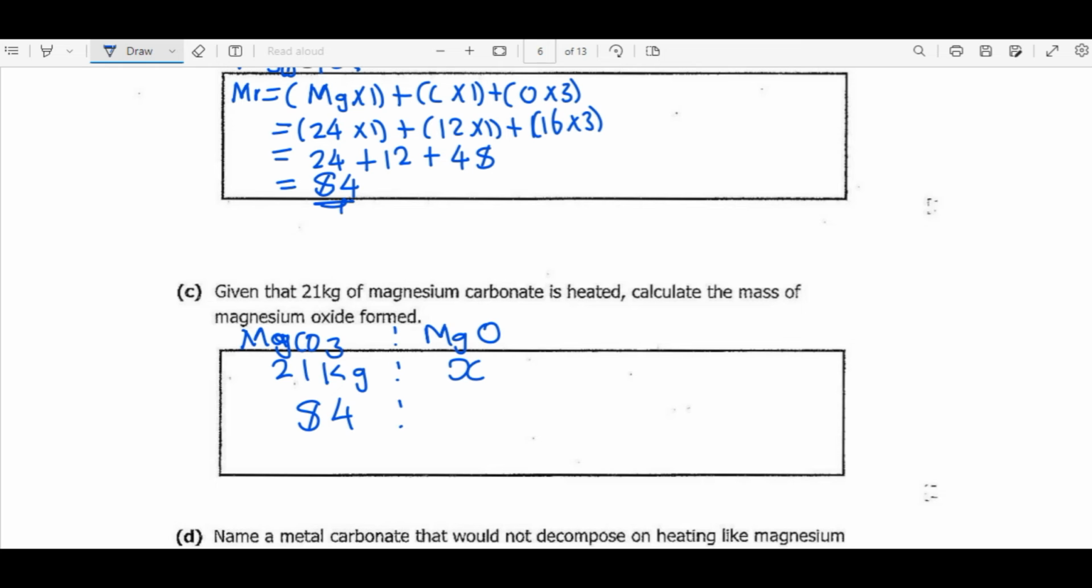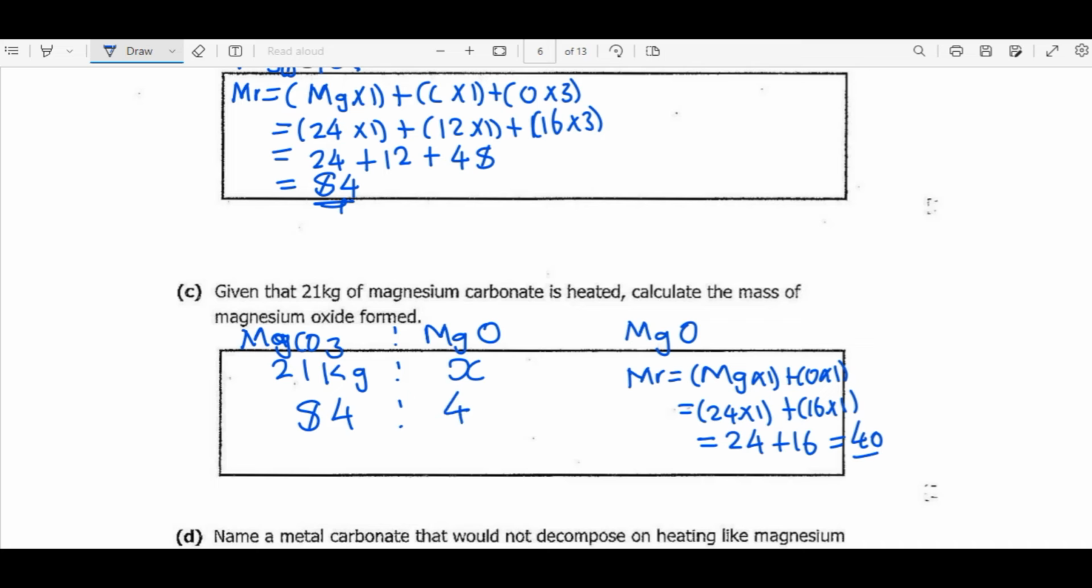So we need to find the one for magnesium oxide. So Mr is equal to magnesium multiplied by 1 plus oxygen multiplied by 1. Then magnesium 24 times 1 plus 16 multiplied by 1, which is 24 plus 16 giving us 40 as our final answer. So we put 40, then we cross multiply. Then we have 84 times X will give us 84X. Then 21 times 40 is 840.